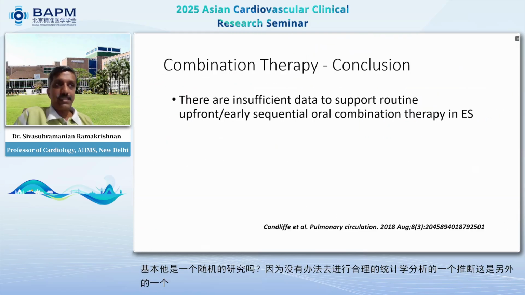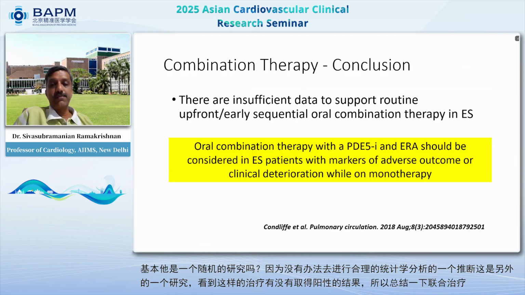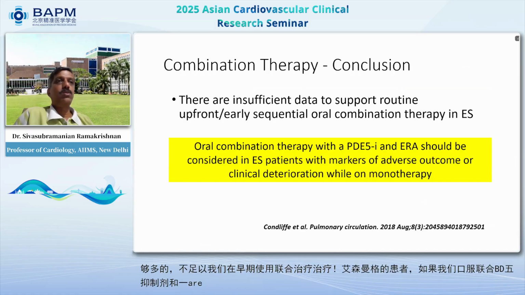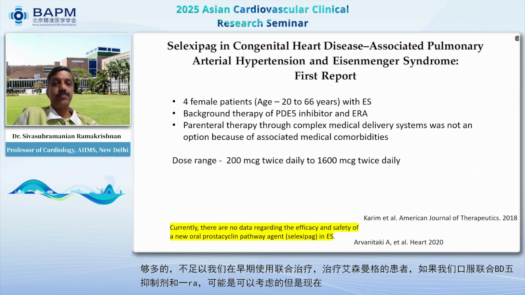The conclusion of the various studies is that there is insufficient data to support routine upfront or early sequential oral combination therapy in Eisenmenger syndrome. It should be considered in patients who have markers of adverse outcome or clinical deterioration while on monotherapy. So that is where we stand. Unlike in idiopathic pulmonary hypertension, combination therapy is not the way to go in Eisenmenger syndrome.